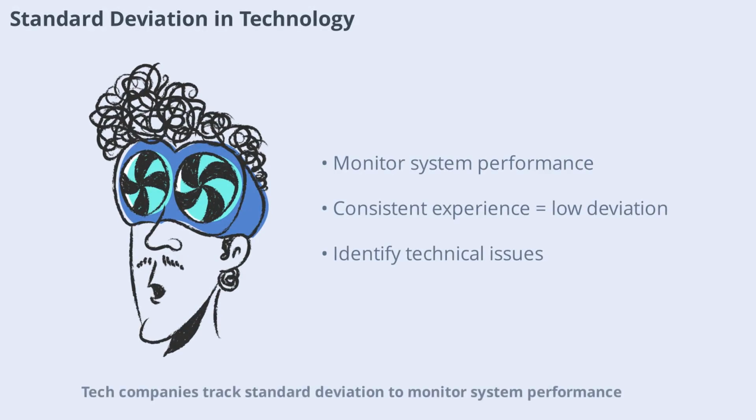Tech companies track standard deviation to monitor system performance. For example, if the response time of a website has a low standard deviation, users can expect consistent performance. High standard deviation might signal technical issues or inconsistent user experiences, prompting further investigation.